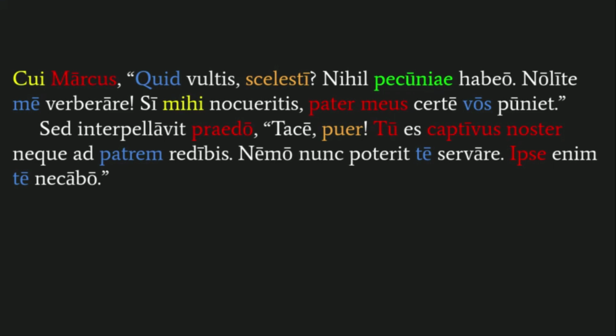He says, nemo nunc poteret te servare. So nobody now, nunc, will be able, poteret is future tense of posse, to be able. So he says, no one will be able to save, servare, te, you. Ipse enim te necabo. So he says, I myself, necabo means I will kill. Ipse is the intensifier. It means like myself here. So he's saying, I myself will kill te, you. Enim just means like for. So he says, for I myself will kill you. So no one's going to be able to save you because I'm going to kill you, is really what he's saying.